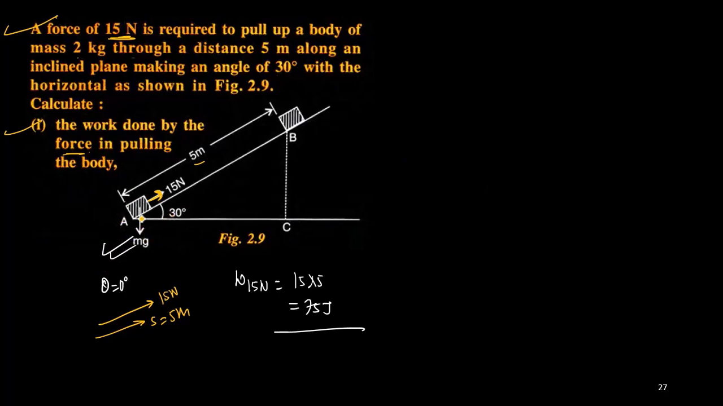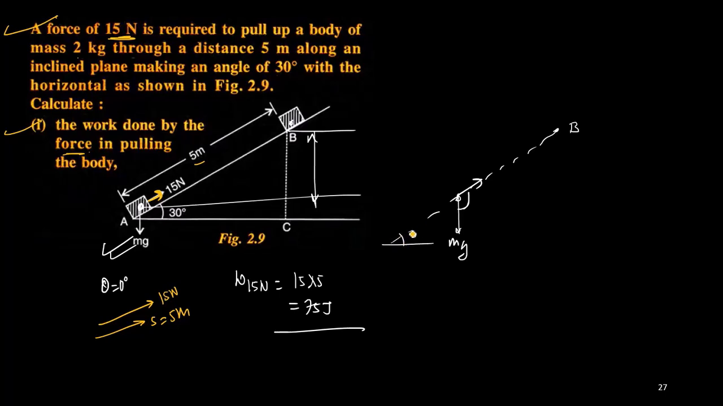For this situation, gravity is acting downward and this point is displaced from A to B. What is the displacement? Either you can take the vertical displacement, or I can say mg is acting downward and this point is shifted to point B. Now this is the displacement, that is 5 meter given. So that angle has to be taken into consideration. If this angle is 30 degree, then this is 60 degree, and this is 120 degree then.